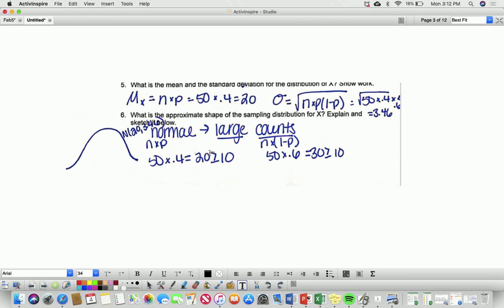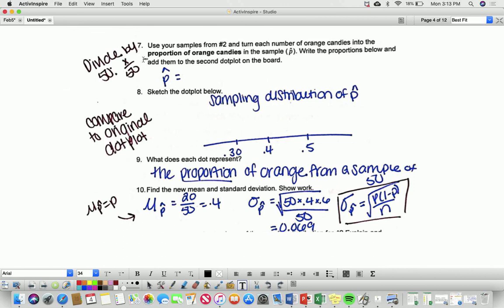Okay, so new stuff on the next page, number 7. You want to use the samples to find the proportion. Now we're looking at proportions, not just the count. So instead of just saying, oh, 20 or 19, it's now 20 out of 50 or 19 out of 50. So whatever it is, p hat, sample, remember, divide by the 50.